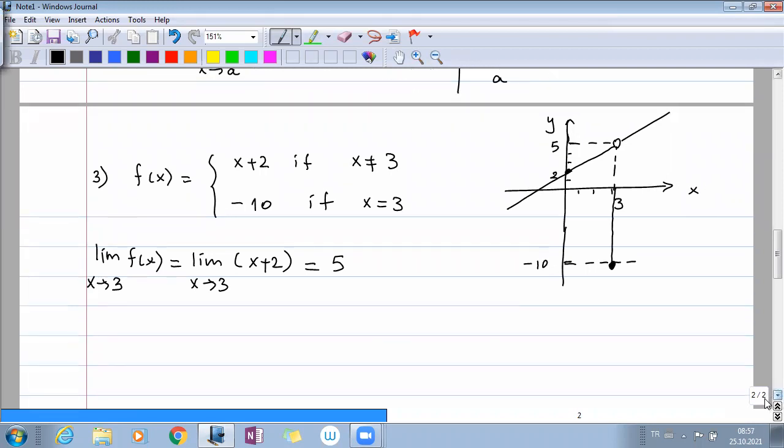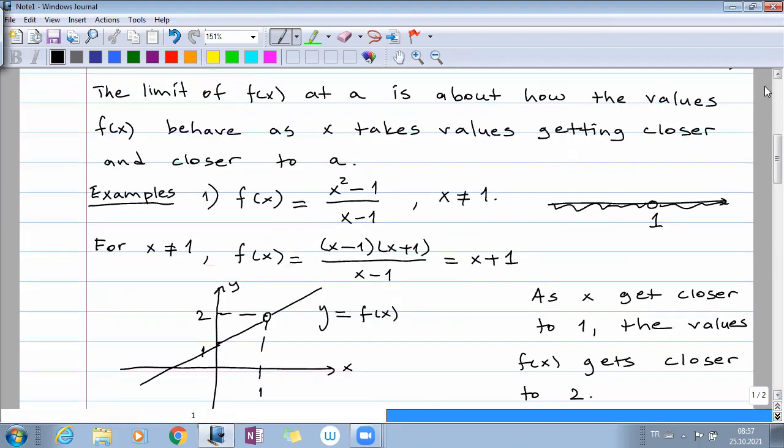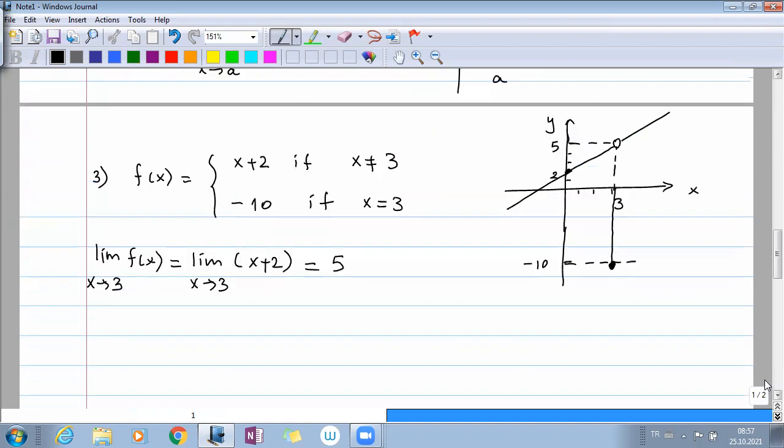So with this example, and also the same principle applies in example 1. In example 1, at the point 1, the function is not defined, but around the point 1, it is x plus 1. So for the limit at 1, we are in fact taking the limit of x plus 1. So the same principle here: at x equals 3, the function is minus 10, but around 3, it is x plus 2.